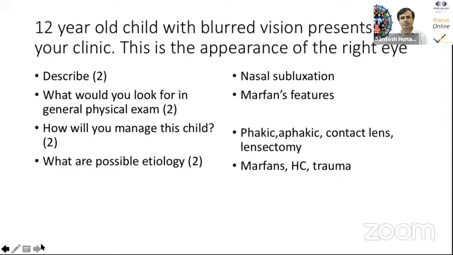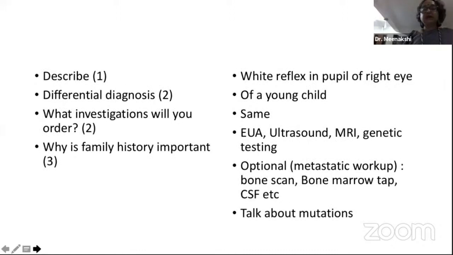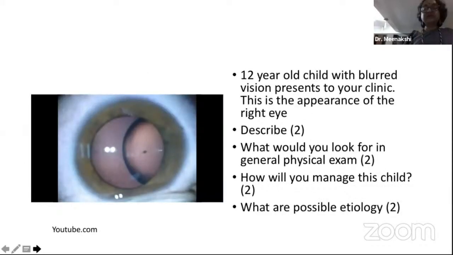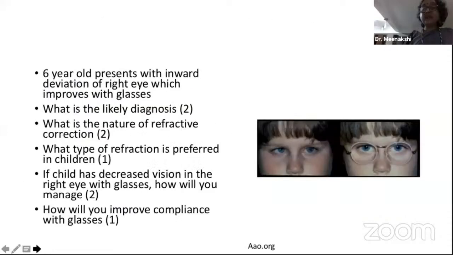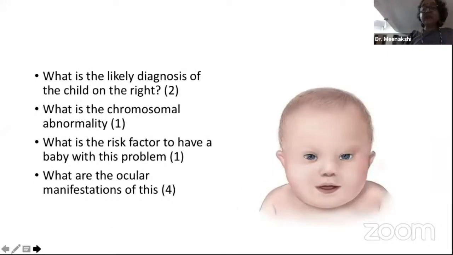All right. I'm just going to quickly go through what other types of scenarios I have put together, just for you to get an idea. You might get a subluxated lens and questions along with subluxated lenses. You could get something about accommodative esotropia. You could have questions on optic nerve hypoplasia and the systemic associations, Down syndrome and ocular manifestations.